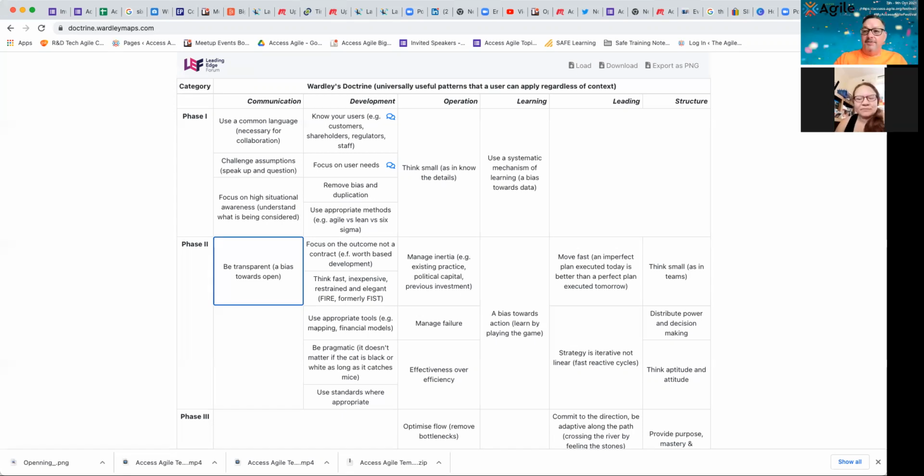So the elements of this is that there are some phases, so we should do things in order. So what you don't do is jump in to organize some of the later stuff when you need to get the earlier stuff into place. And the first column we use is communication.